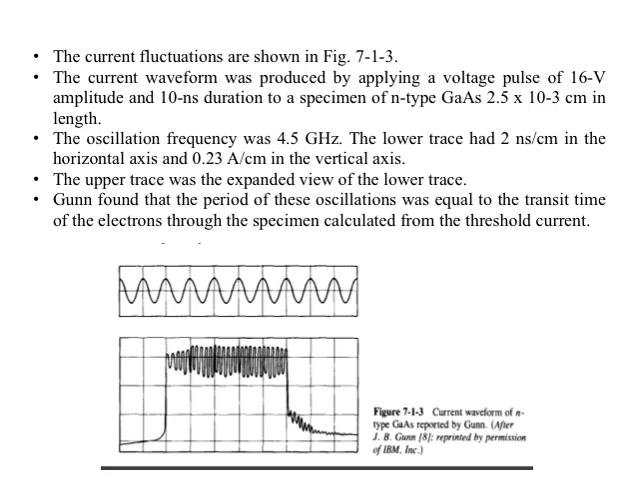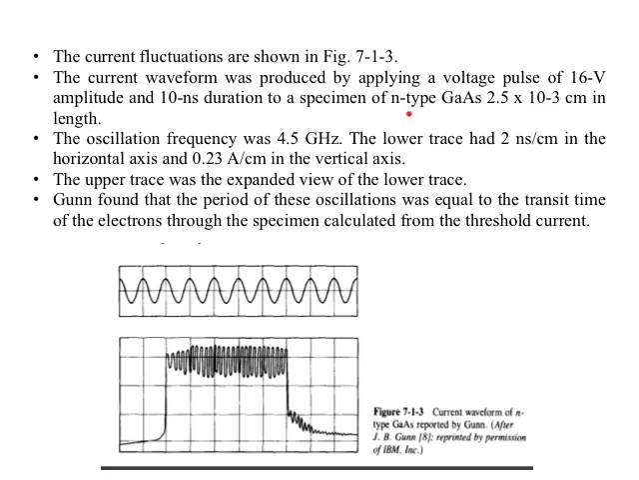Okay, and this diagram shows the current waveform of n-type gallium arsenide, and it shows the current fluctuations. The current waveform was produced by applying a voltage pulse of 16 volts amplitude and 10 nanosecond duration.